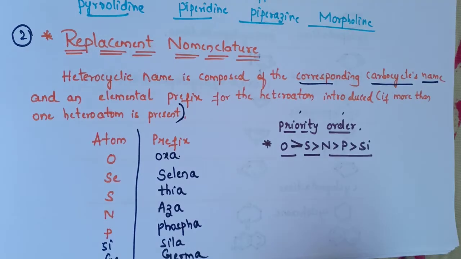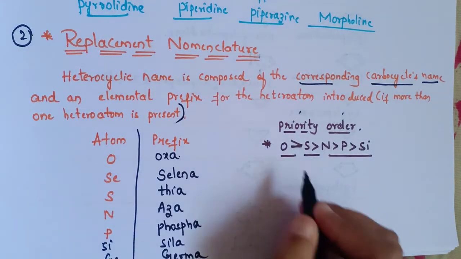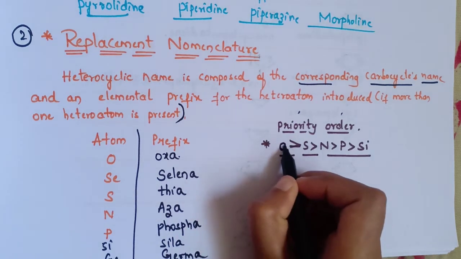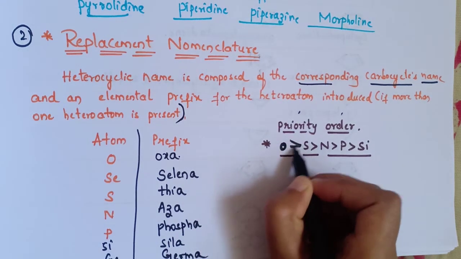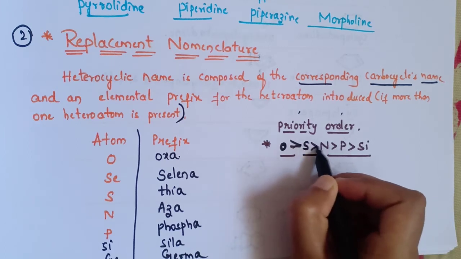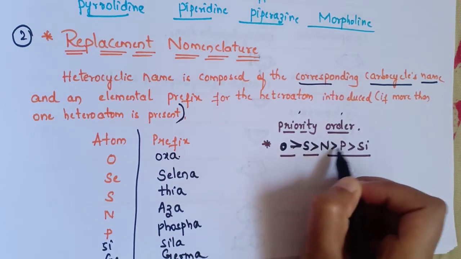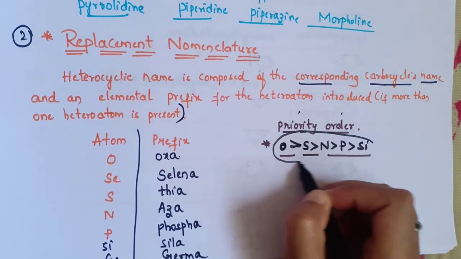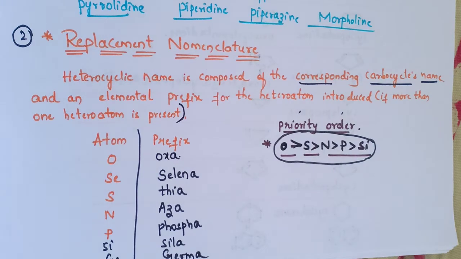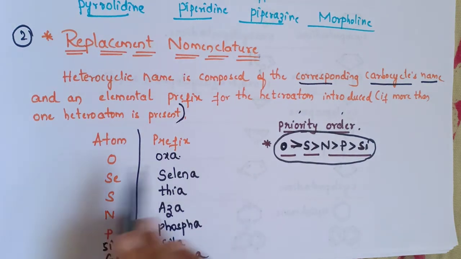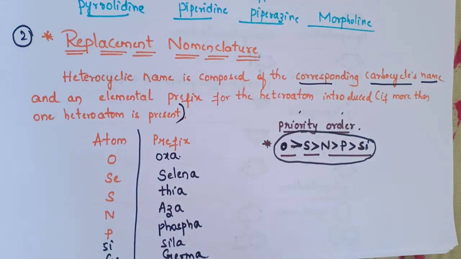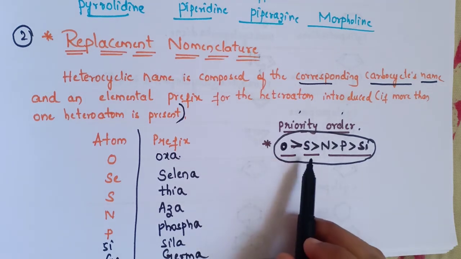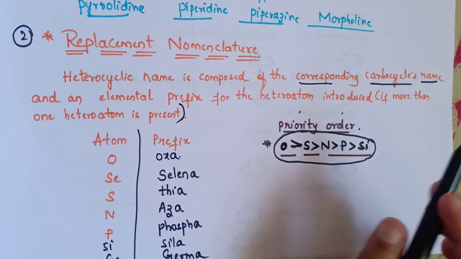See the priority order of the heteroatoms in heterocyclic compounds: the highest priority is oxygen, the second one is sulfur, the next is nitrogen, then phosphorus, and then silicon. These are the priority orders for the atoms in heterocyclic compounds. These are the prefixes, and this priority order is very important. You must remember these things. First is oxygen, next is sulfur, then nitrogen, phosphorus, and silicon.